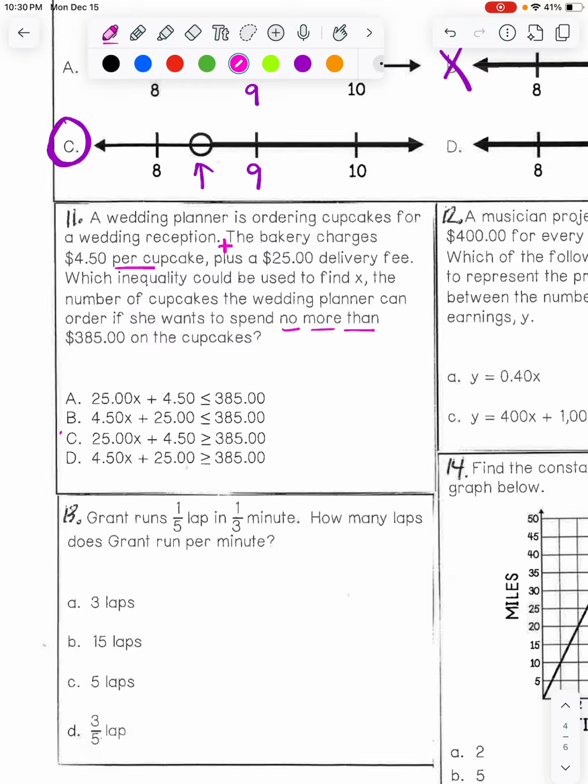So immediately C and D are not the correct answers because those are both greater than signs. And look, $4.50 per cupcake. That means I know that $4.50 is going to be times my variable plus the $25 delivery fee. B is the correct answer for number 11.